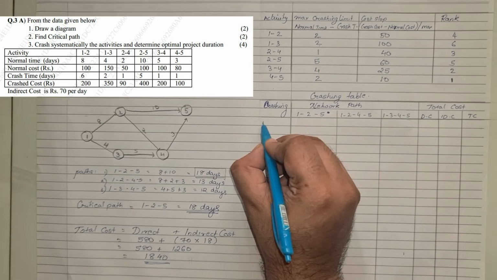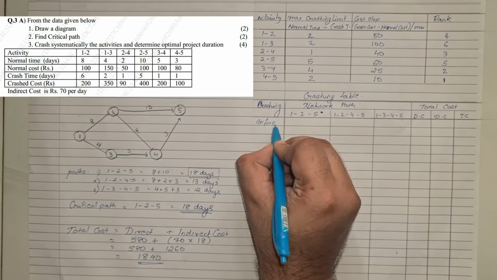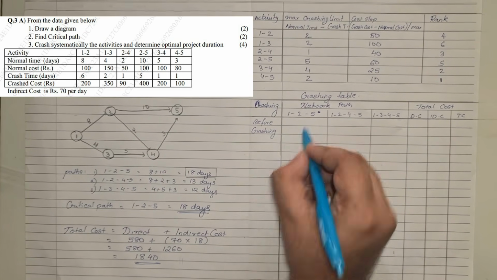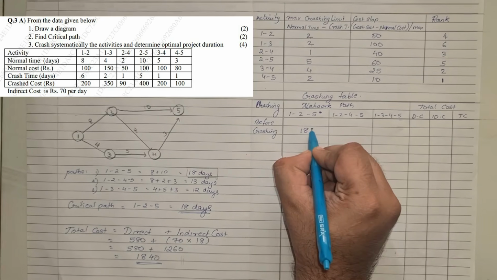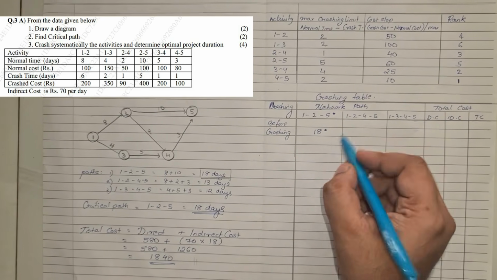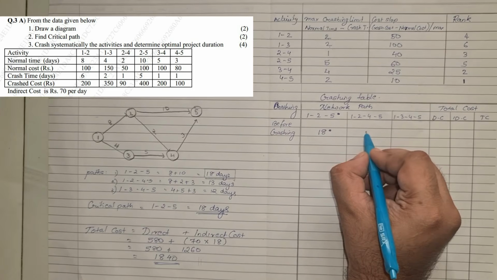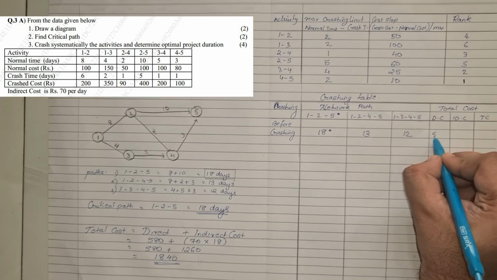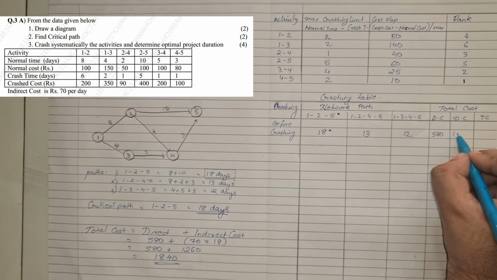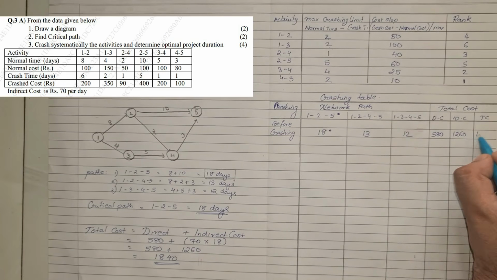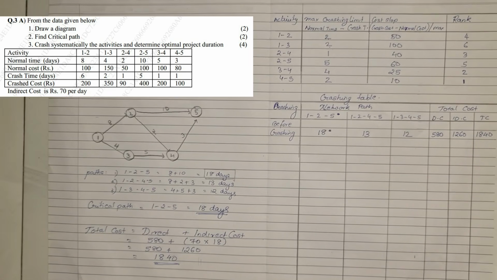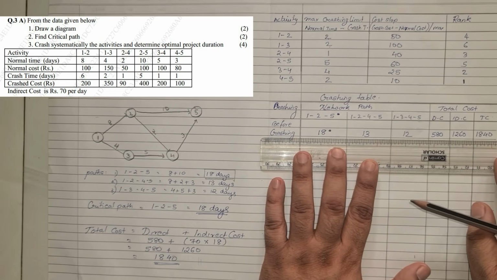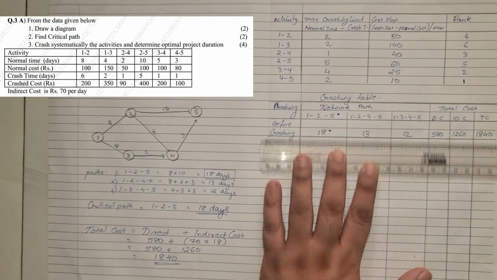After that, we'll write the very first row, before crashing. The number of days given is 18 days. I put a dot because that is our critical path. Then 13 days and 12 days. The direct cost was 580. Indirect is 1260 and total is 1840. Okay, I'll just put a line over here. So from here we are going to start with the crashing part.